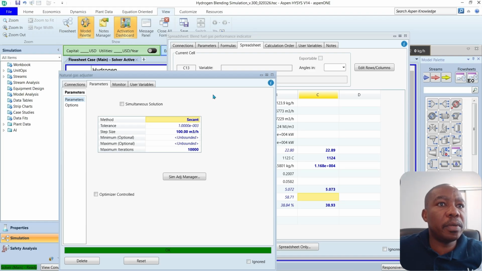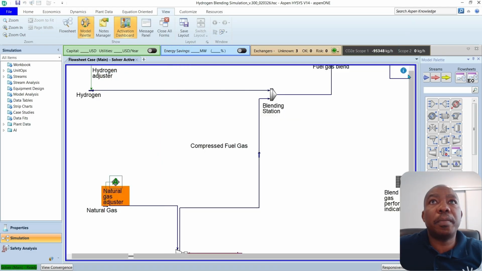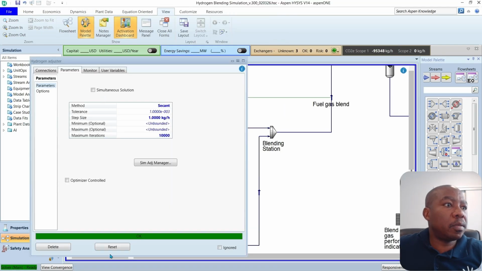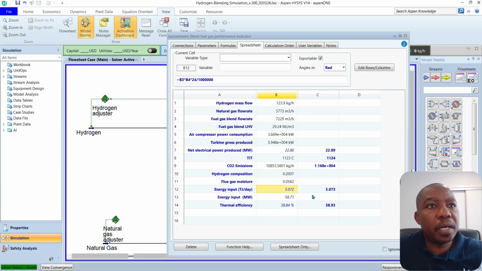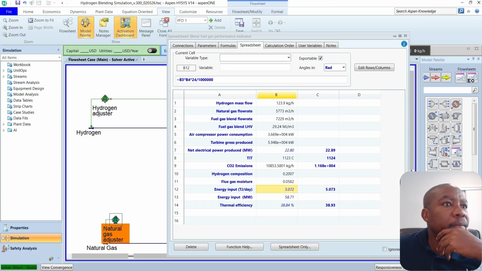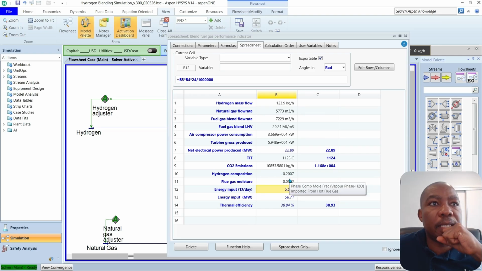When I say reset, it recalculates, and now it is almost there. And also reset the hydrogen there at the top. And also reset this one, and then double click and see how it goes. We are pretty much there. I think we're fine. So we've met the energy target of 5.073 terajoules. We have met the hydrogen composition of 20% in the fuel gas.